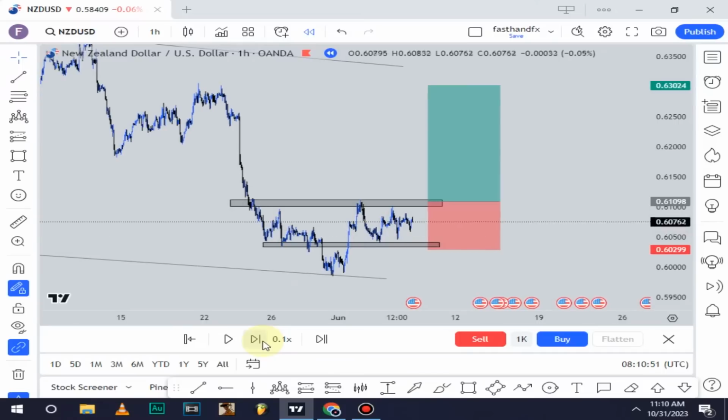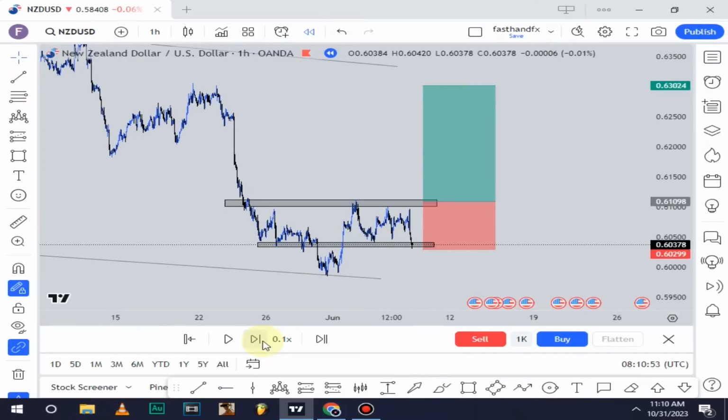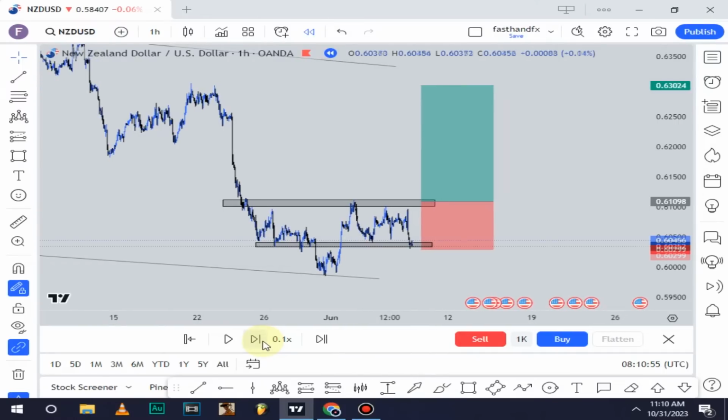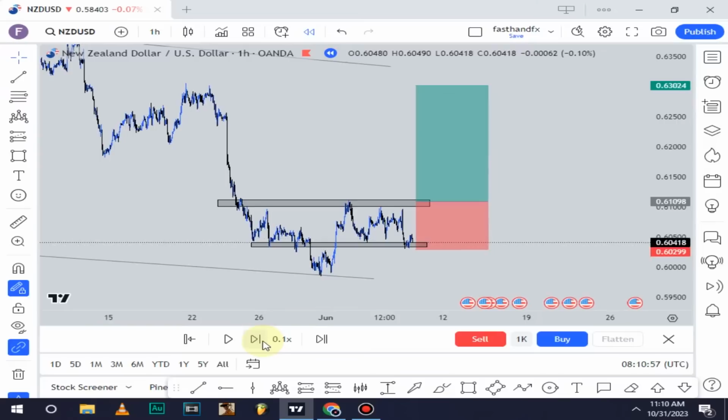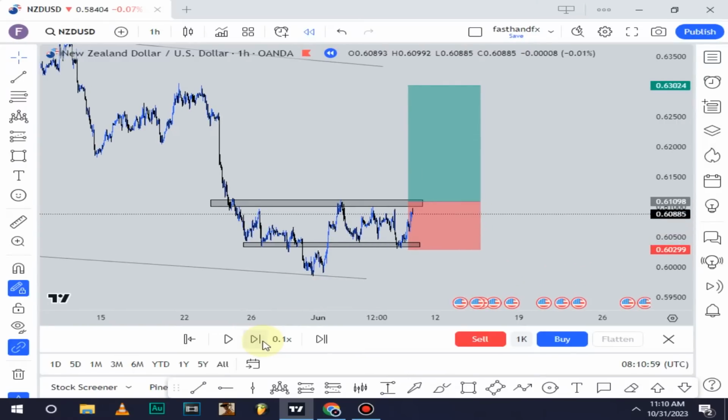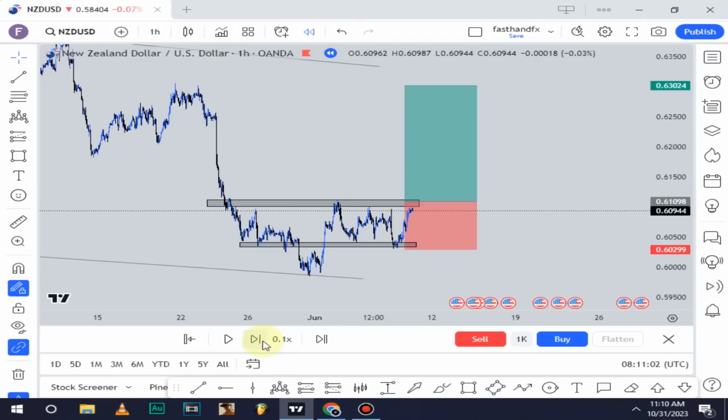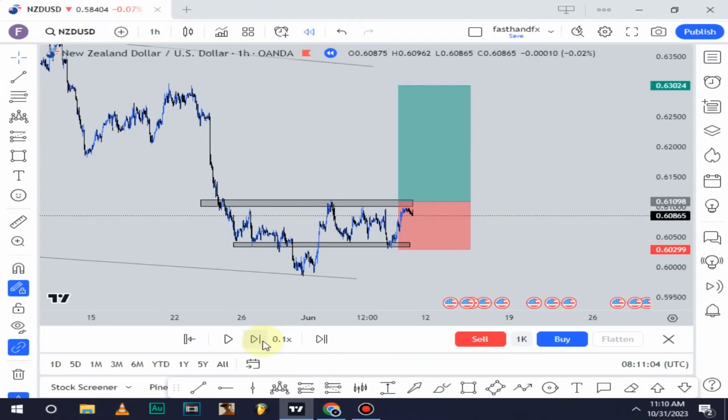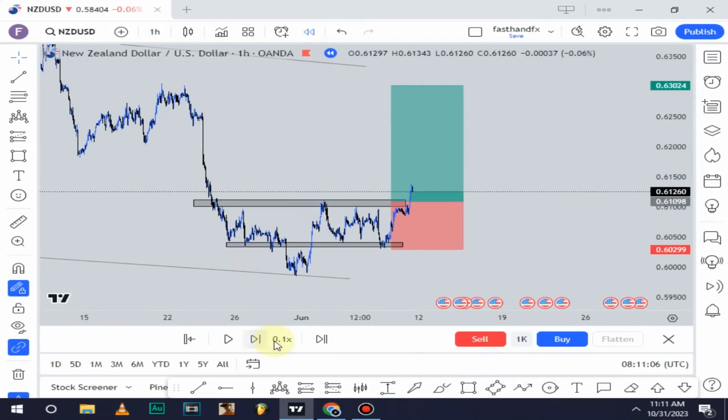Okay, that's what's up. That was broken. All right, okay, so that was some sort of a false break, or I can say a stop hunt. So let's see. Boom, the market broke.